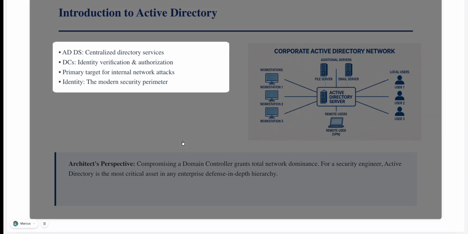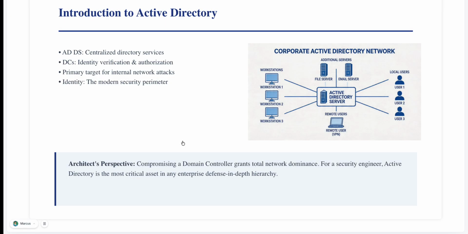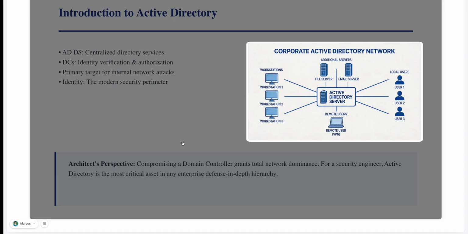Active Directory Domain Services, or ADDS, provides the centralized directory services that hold an organization together. At the heart of this system are the domain controllers. Think of DCs as the brain of the network. They manage identities and enforce security policies across the entire environment. Take a look at this architecture.